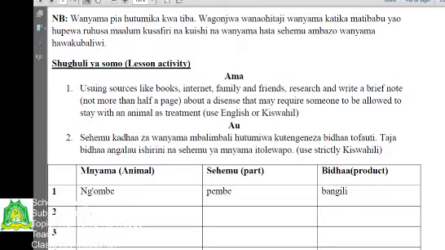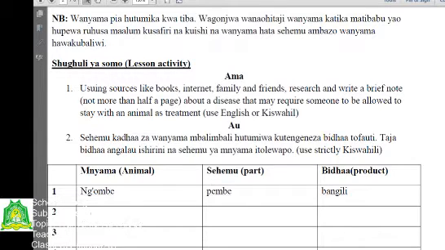Another one says, sehemu kadhaa za wanyama. Sehemu kadhaa za wanyama mbalimbali hutumiwa kutengeneza bidhaa tofauti. Different parts of animals are used to manufacture or to process different products. Taja bidhaa angalau 20. Mention at least 20 products and the part of an animal where that product can be obtained.